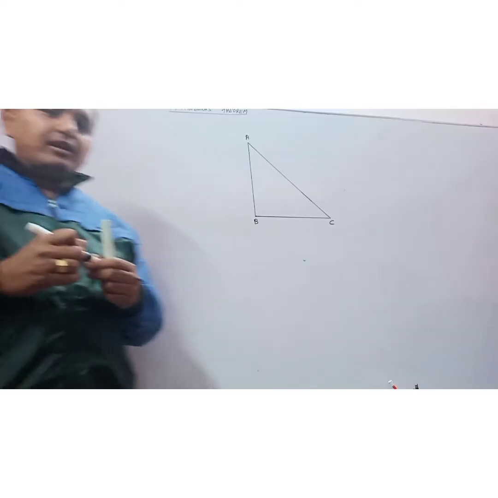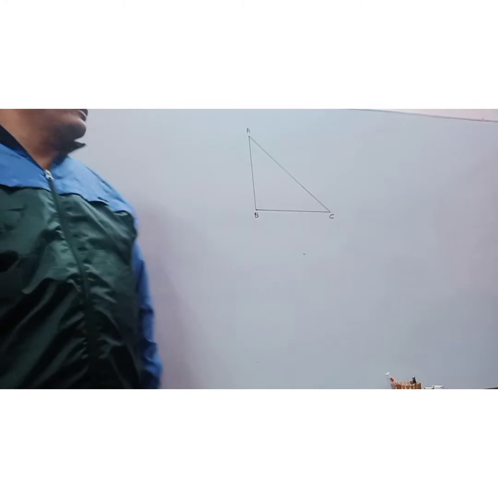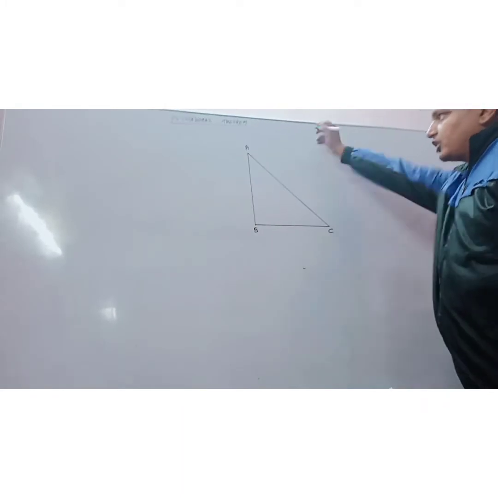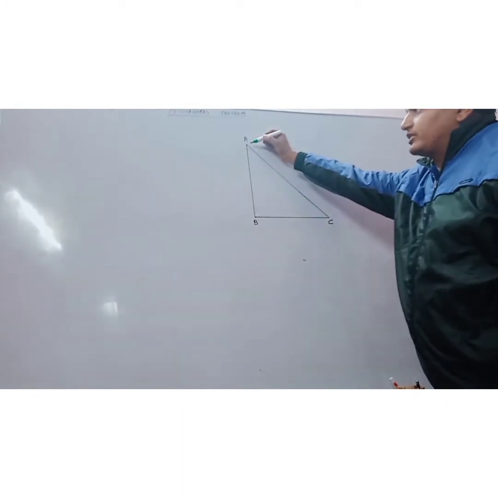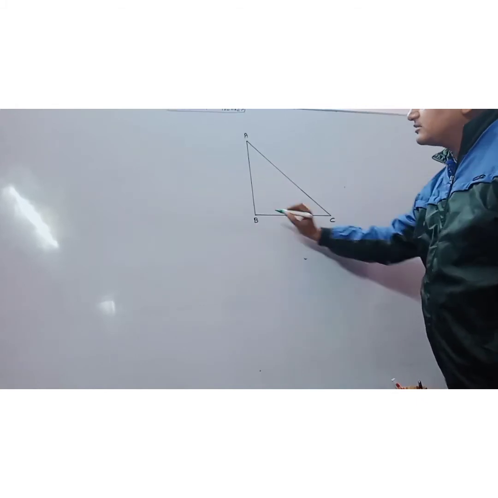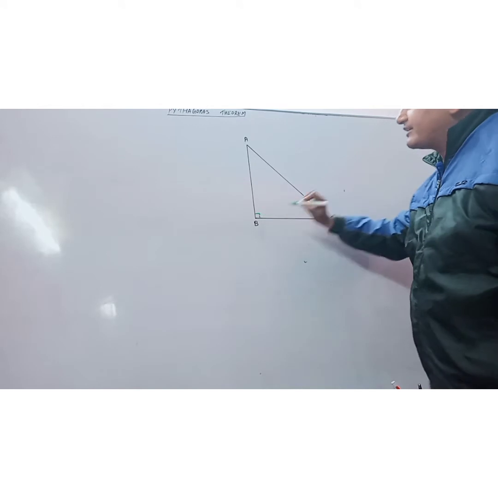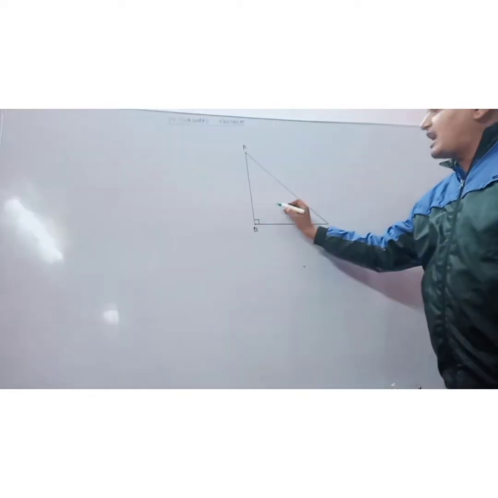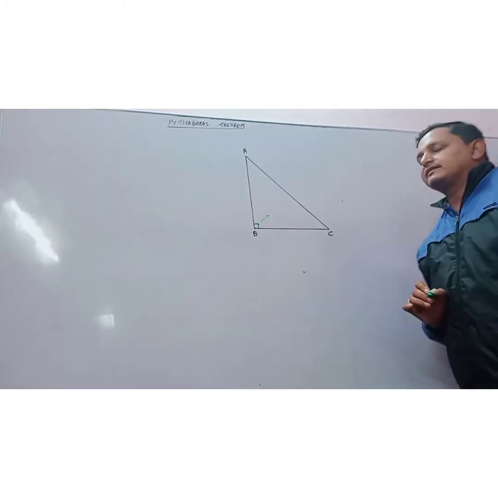Today we will learn about Pythagoras theorem, and it is very easy and very important for class 10. Now the statement of Pythagoras theorem is very easy. The statement says that in a right angle triangle, the square of the longest side. Now in a right angle triangle, the side opposite to 90 degree is the longest side.